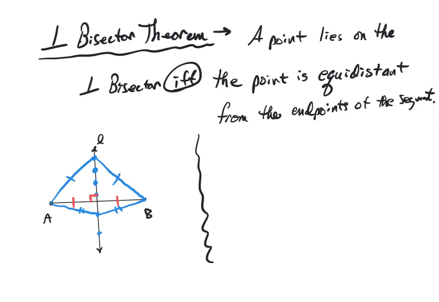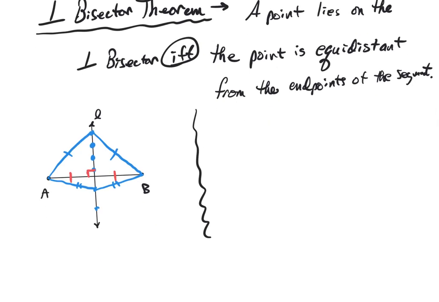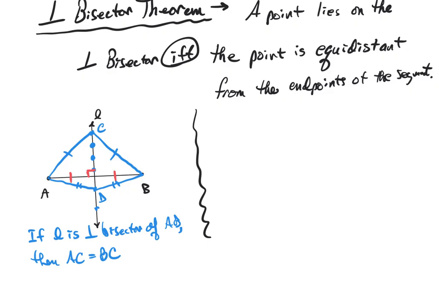Okay? So if I scooch this up a little bit, I'll write that out to make sure everyone's okay. So if L is the perpendicular bisector of AB, then, and I need another point up here, either C or D, the distance from A to C and the distance from B to C are going to be equal. Or any other point, the distance from A to D would be equal to the distance from B to D.